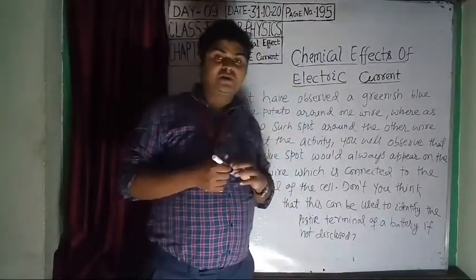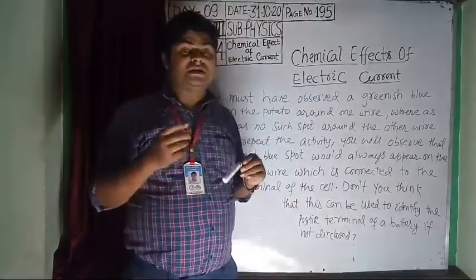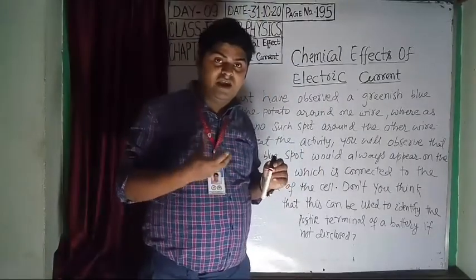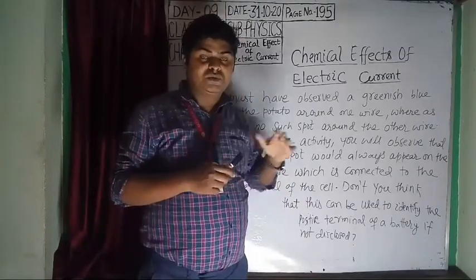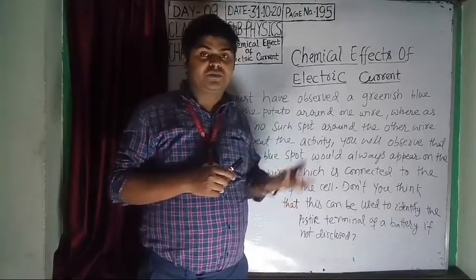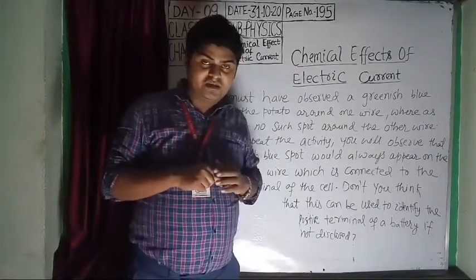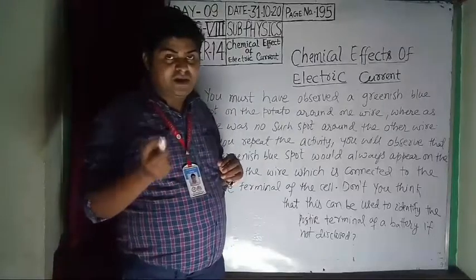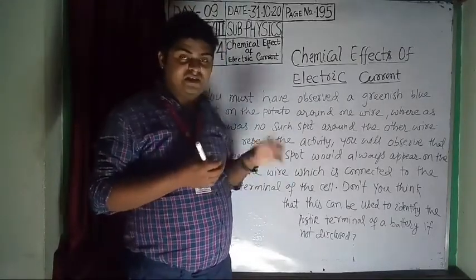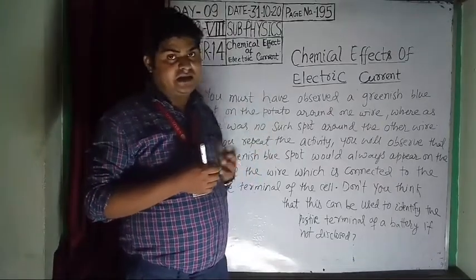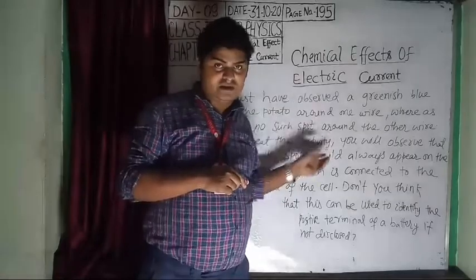Okay, electroplating. What is electroplating? Electroplating means the deposition of a thin layer of one metal on another metal to protect it from the environment. Electroplating is also a type of electrolysis, which I will discuss in the day 10 class. Now let us see some facts about this.